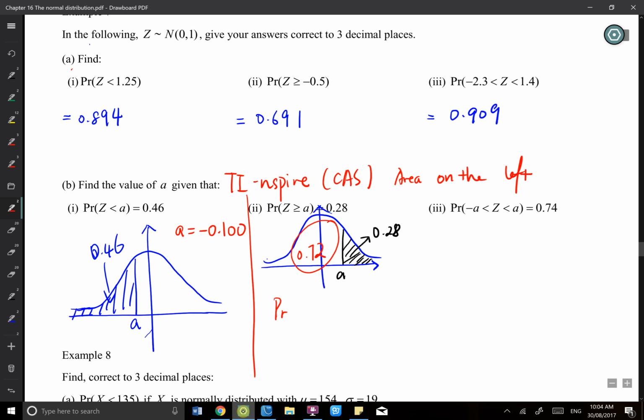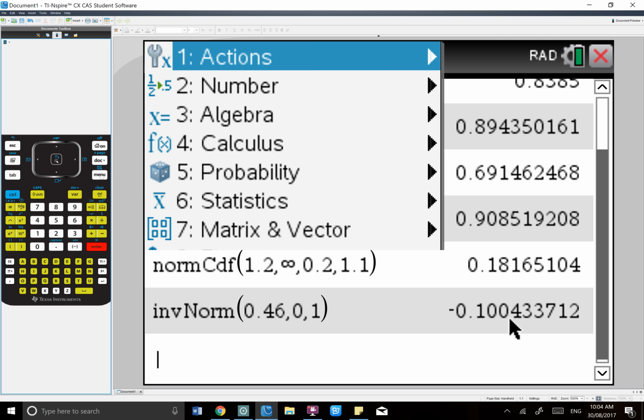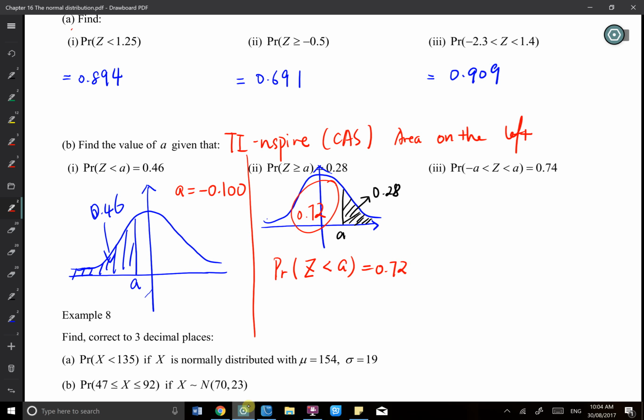So probability that greater than A is not good. I need less than A. Less or greater, doesn't matter. Less than A is 0.72. I need to use this equation to help me work out the A value. So if you go menu 553, what you have is 0.72. It's less than that.